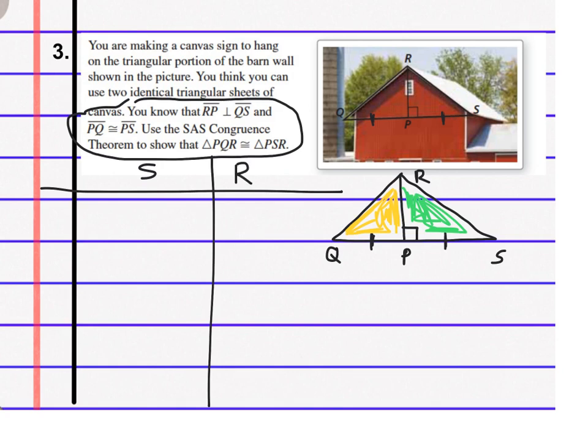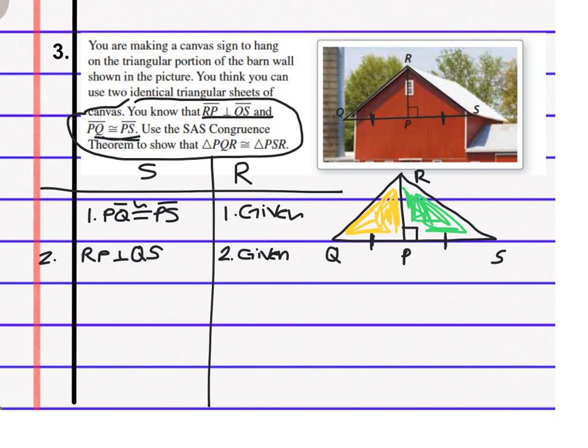So let's start with what is given. It's given that PQ is congruent to PS. That was given to us on the picture, given to us in the problem. It's also given that RP is perpendicular to QS. That is also given. So that's what's making the right angle. So if this is a right angle, I also know that this is a right angle.